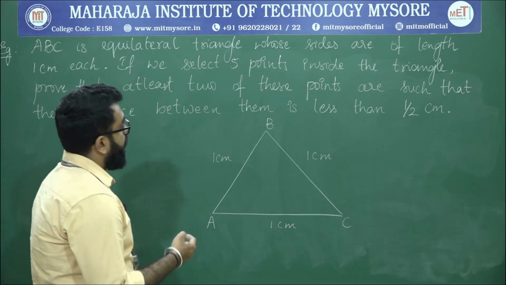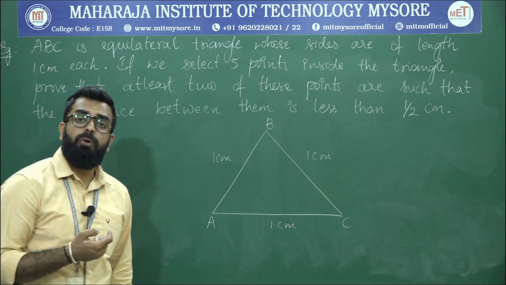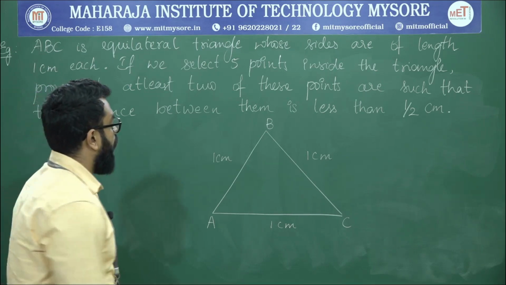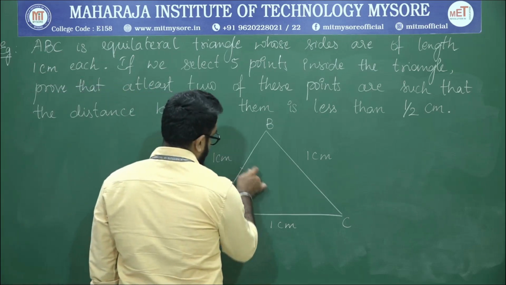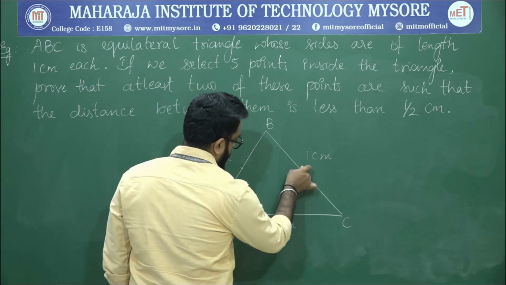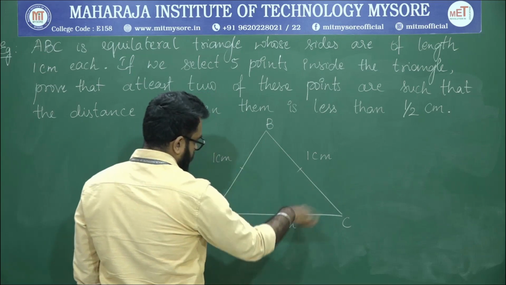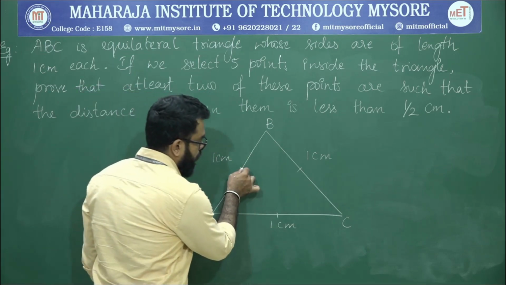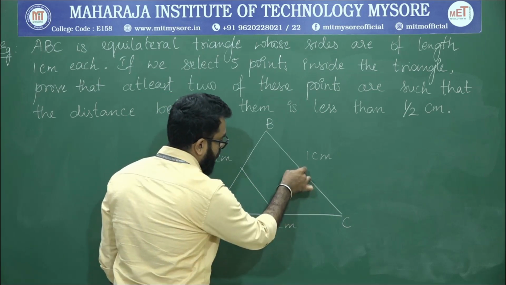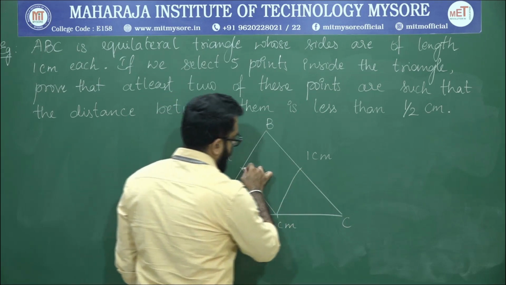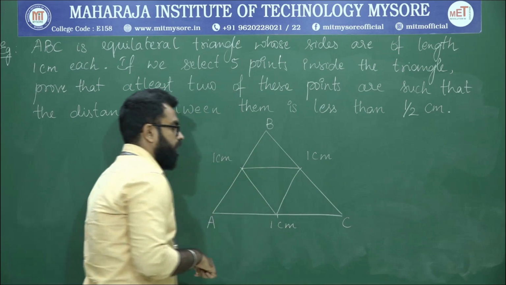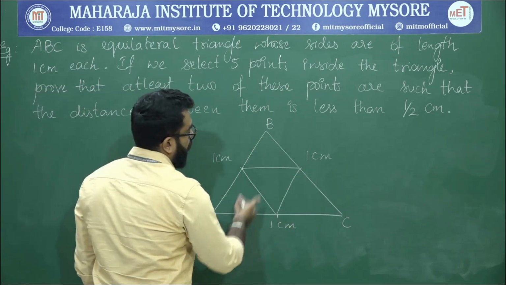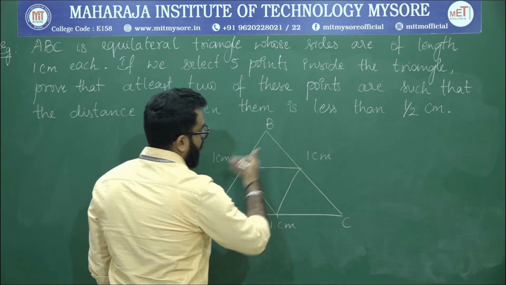They said that we need to select 5 random points inside the triangle ABC. But before doing that, I will take the midpoints of each side of the triangle, that is AB, BC and AC, and join these midpoints. So when I take midpoints, what is the length of the sides? What do you find here? We find 4 small equilateral triangles.